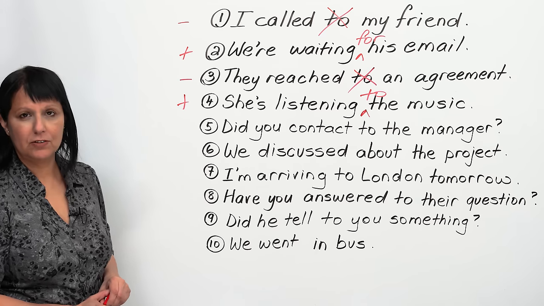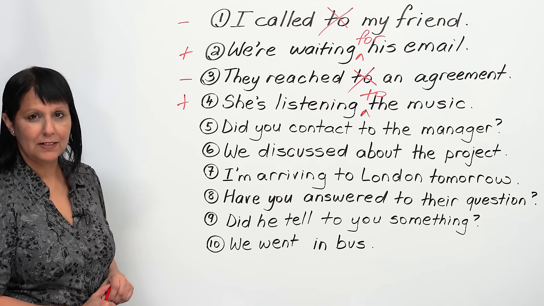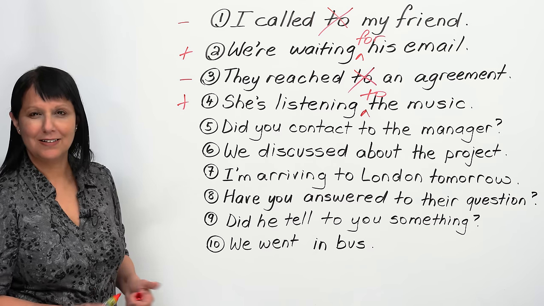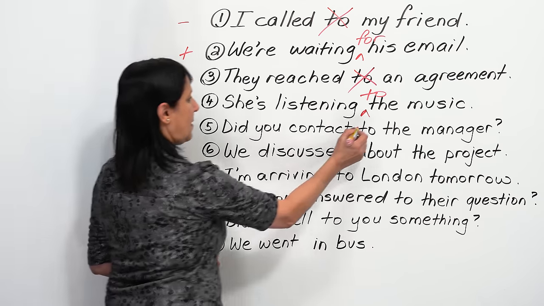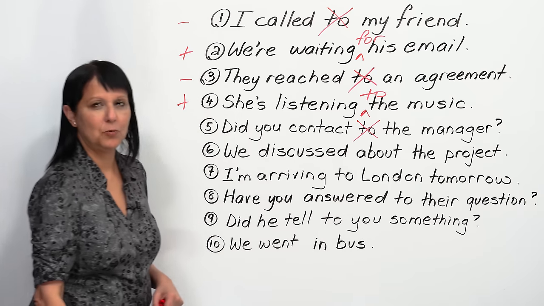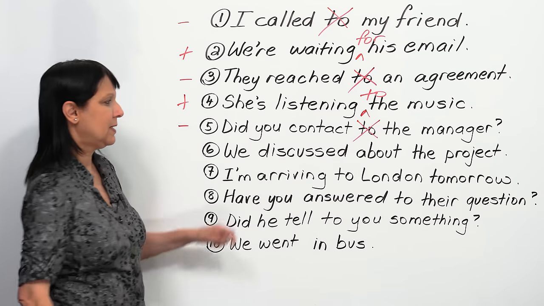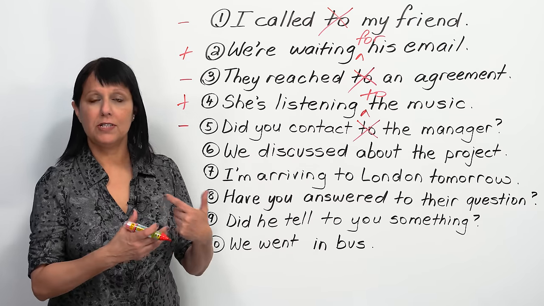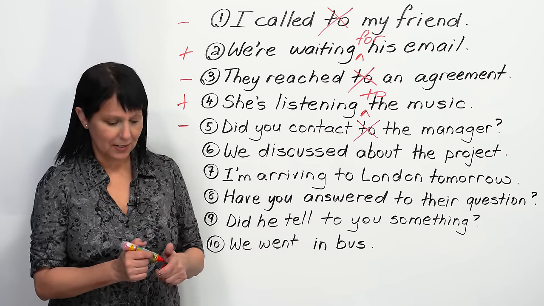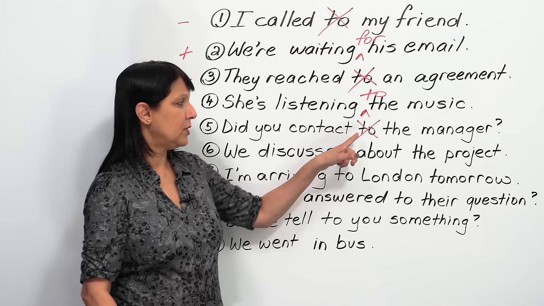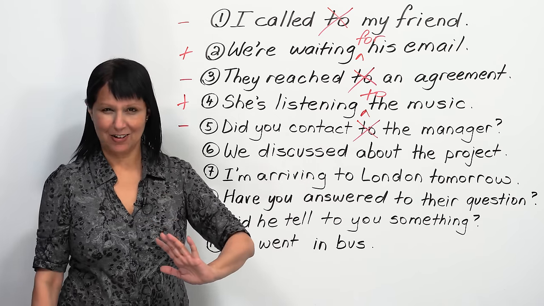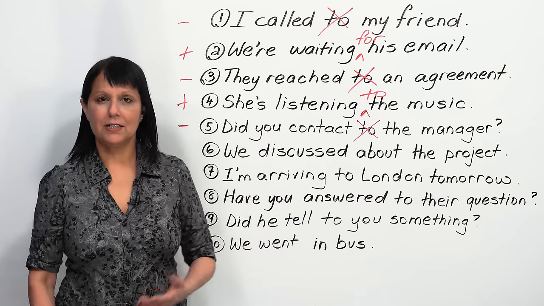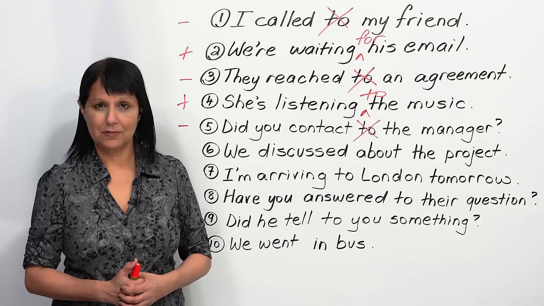Number five. Did you contact to the manager? That's wrong. Also, it should be what? Again, we're taking it out this time. Did you contact the manager? Did you contact the client? So after contact, we don't need any preposition. Say it after me. Did you contact the manager?